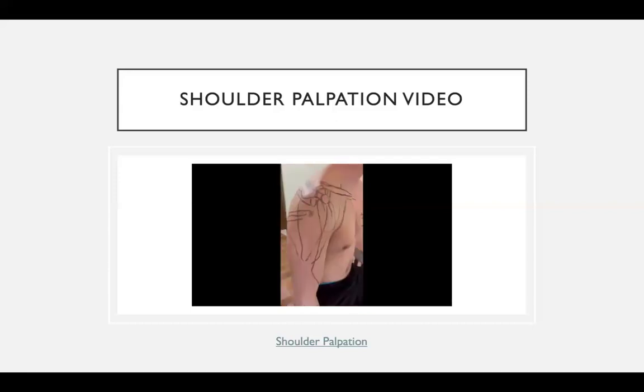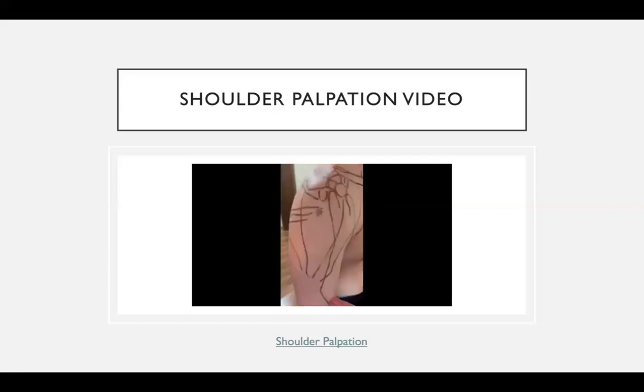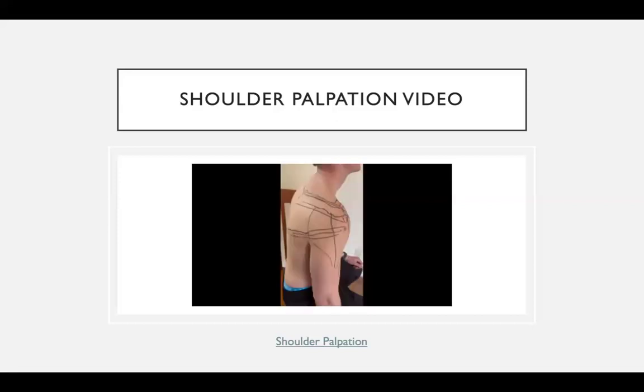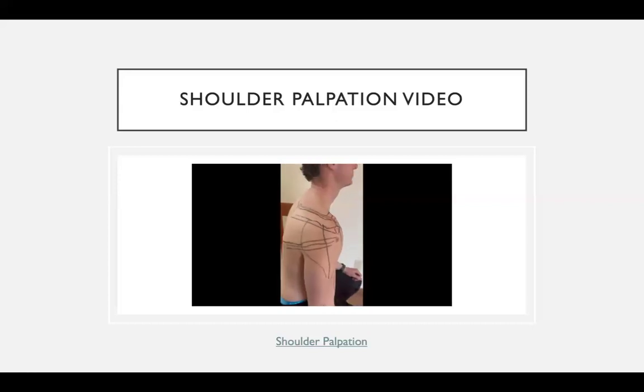The glenohumeral joint is also where the long head and the short head of the biceps attach. The long head runs up between the acromion and the coracoid process, and the short head attaches to the coracoid process. The musculature of the glenohumeral joint involves the rotator cuff muscles, which we've already discussed, and the deltoid.